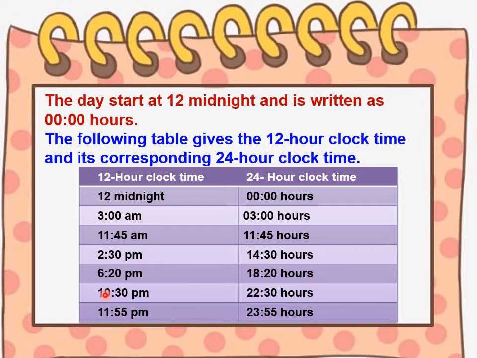Then next is 10:30 p.m. The same way, for 6 we will write 18, then for 7 we will write 19, for 8 20, for 9 21. For 10 we will write 22. So 22 hours and 30 minutes in 24-hour clock. In the same way, 11:55: for 10 we have written 22, for 11 we will write 23:55 hours.